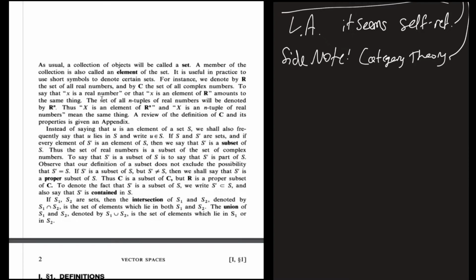To say that x is a real number or that x is an element of R amounts to the same thing. Right, okay, good. The set of all n-tuples of real numbers will be denoted by Rn. Thus, x is an element of Rn and x is an n-tuple of real numbers mean the same thing. Okay.